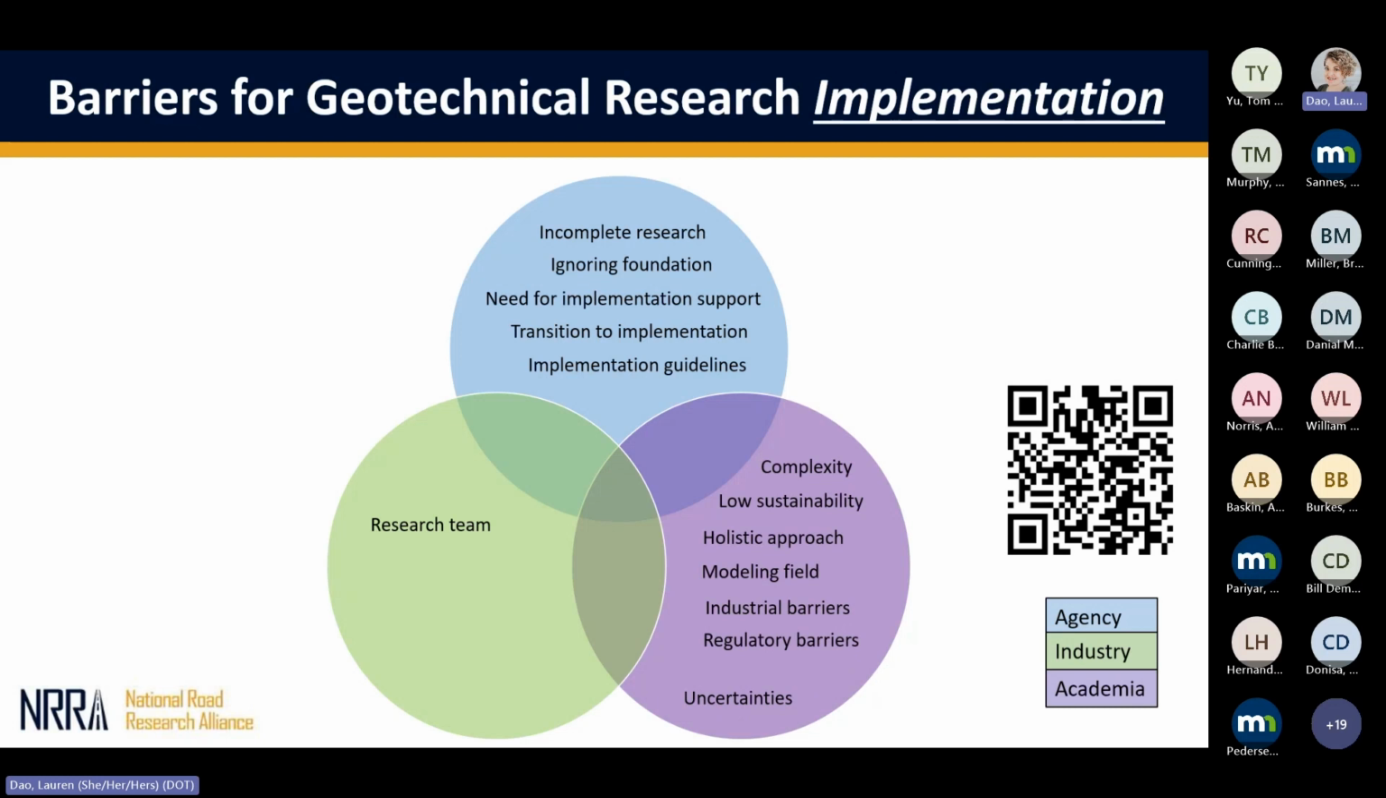So complexity, low sustainability, not having a holistic approach and modeling the field condition, and having barriers, industrial and regulatory barriers, they were also main barriers for geotechnical research implementation. Now let's take a look at if we have any overlap. We see that industry and academia have some overlapping on the risk, collaboration, research duration. Conservatism was also one of the most popular ones, along with the cost and also technology transfer.